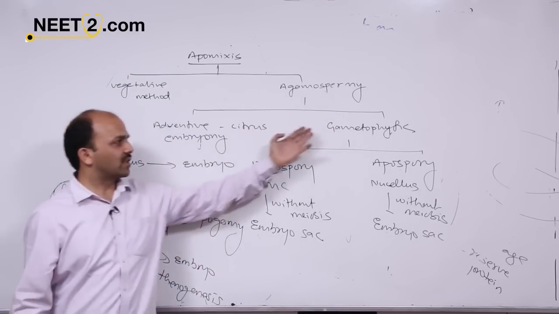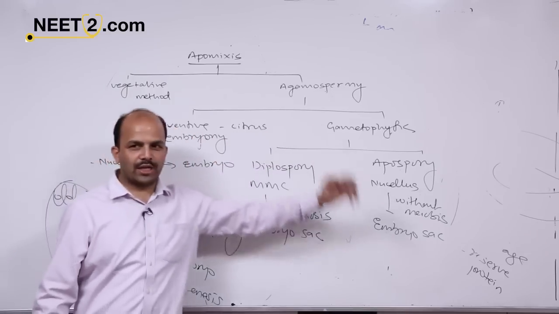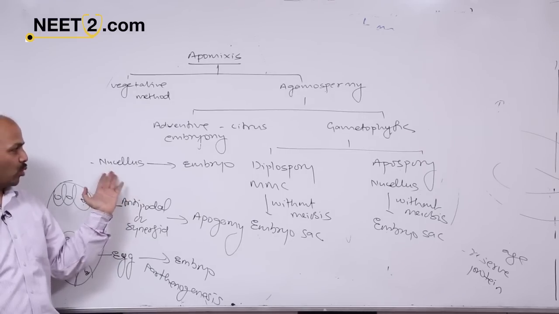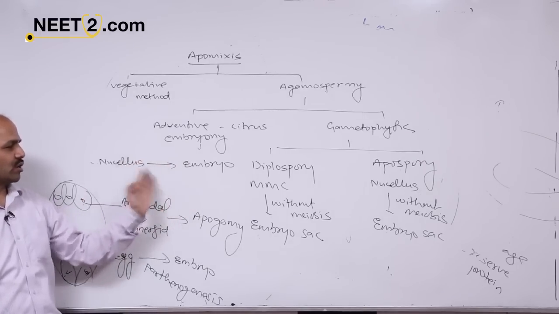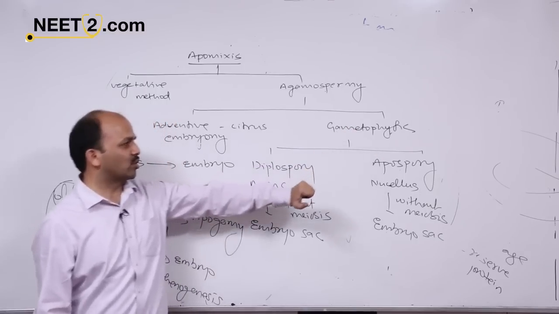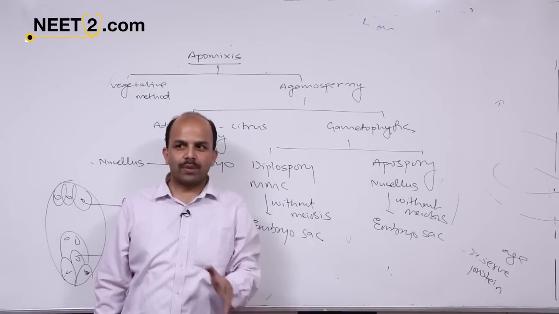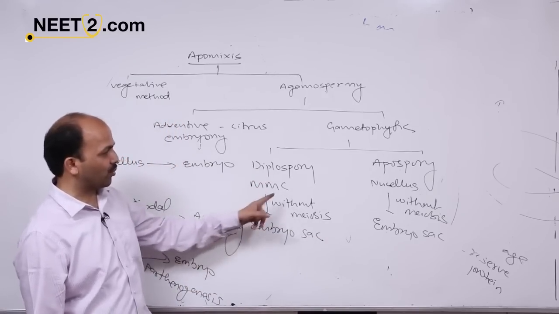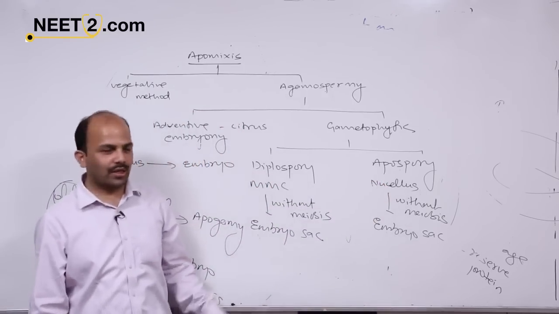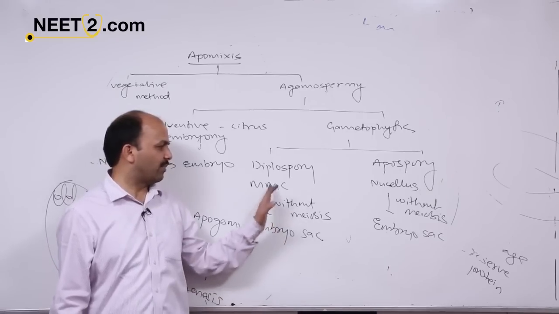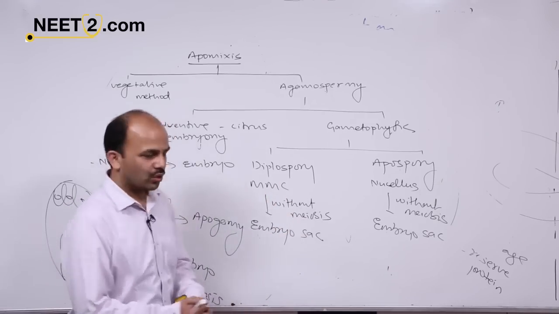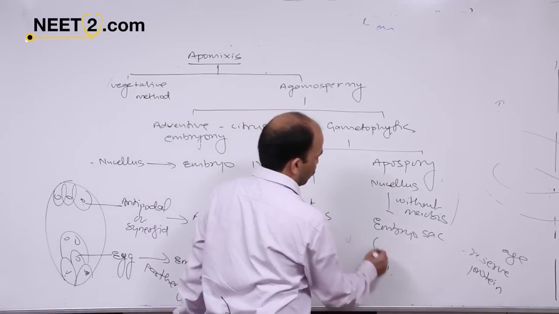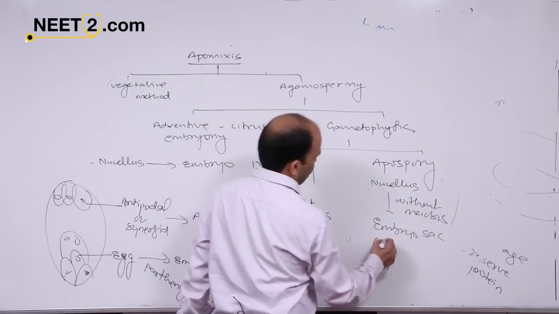So without meiosis and fertilization, you can make seed in two ways, adventive embryony and gametophytic. In adventive embryony, the somatic tissue of ovule like nucellus will directly develop embryo, no meiosis, no fertilization. In gametophytic agamospermy, first female gametophyte will be produced without the act of meiosis. Without the act of meiosis, female gametophyte can be developed by two methods. One is diplospory, second is apospory. In diplospory, the embryo sac will develop from the megaspore mother cell without meiosis. So this embryo sac will remain unreduced, that is diploid. Same is the story in case of apospory, but the origin cell will be the nucellus.